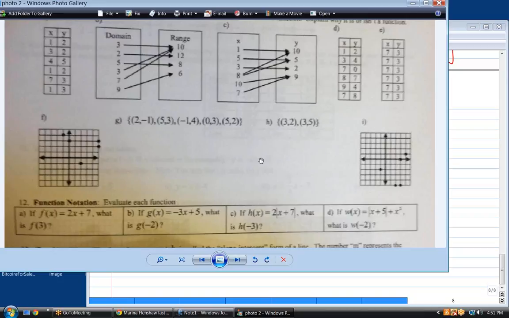About h. No, because they're the same x values, different y's. That's right. How about I? Nope, because it doesn't pass the vertical line test. Right there only. Yeah. Okay, 12.